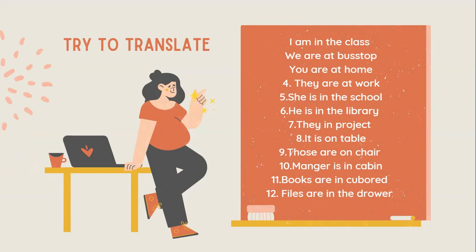Books are in cupboard. Pustakagalu ಕಬರ್ಡ್ ಅಲ್ಲಿ ಇವೆ. So cupboard is called ಕಪಾಟು in Kannada. So files are in the drawer. ಫೈಲ್ಗಳು ಡ್ರಾರ್ ಅಲ್ಲಿ ಇವೆ. Do you know the word for file in Kannada? It is kadata.